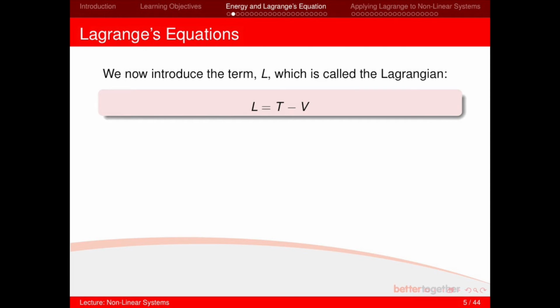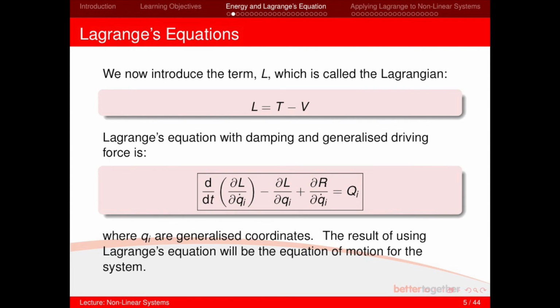And once we've got L, we can have an equation for L. We can apply what's known as Lagrange's equation. Now, it looks complicated, it looks scary. There's normal derivatives and partial derivatives in here. Don't worry. It's not that bad.